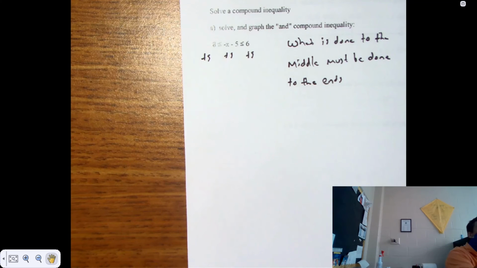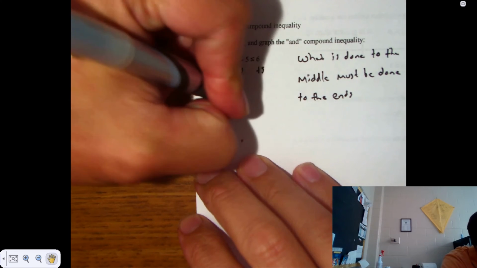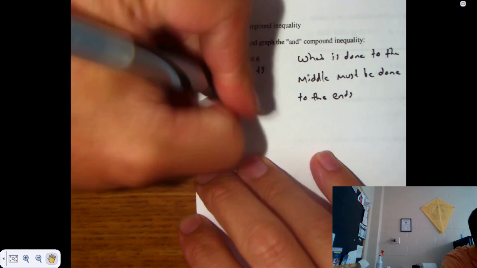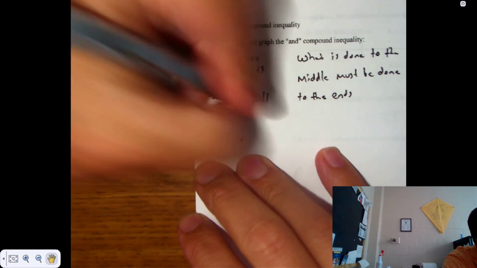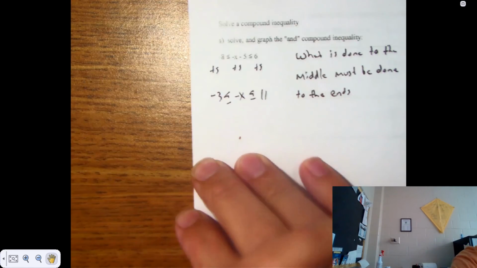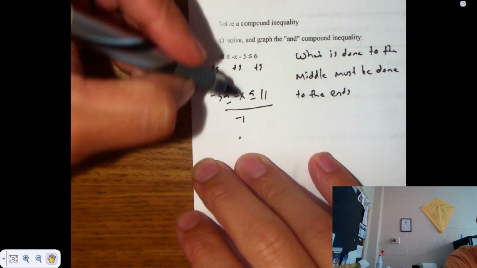So we go through and we add our 5. What's negative 8 plus 5? Negative 3. 5's cancel. We've got a negative x on the interior. And 6 and 5 makes what? 11. Now we're going to divide out our negative symbol. We'll divide everything by that negative understood 1 in front of x. So the numbers themselves change sign. What happens to the inequalities? They all flip.